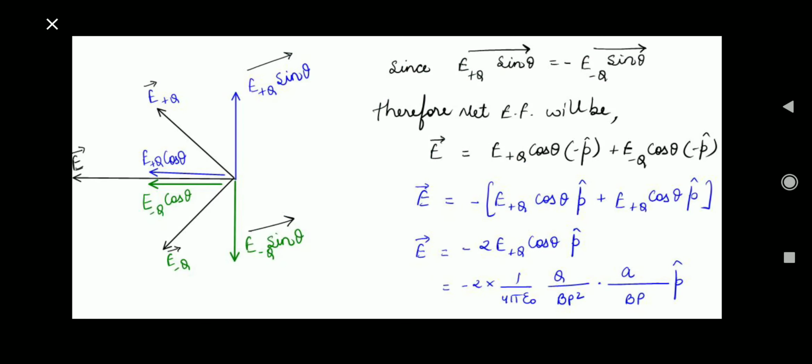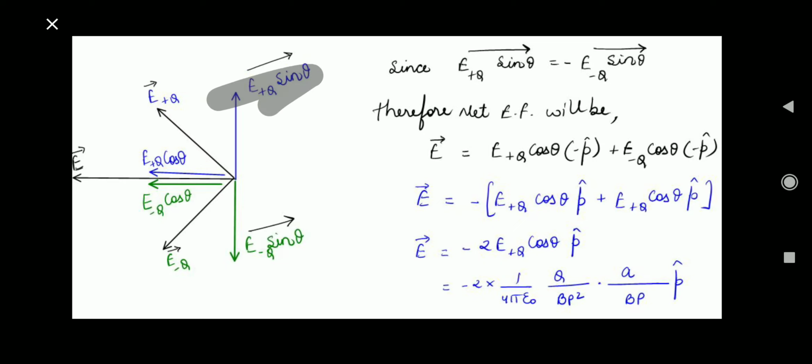So after this, if this angle was theta, then for this vector cos theta component will come here and sin theta component will come here. If this angle was theta, then for this vector in the same direction cos theta component will come and sin theta component will come along this direction. Now we already studied that the magnitude of E plus Q and E minus Q is equal. After this you can see sin theta, sin theta.